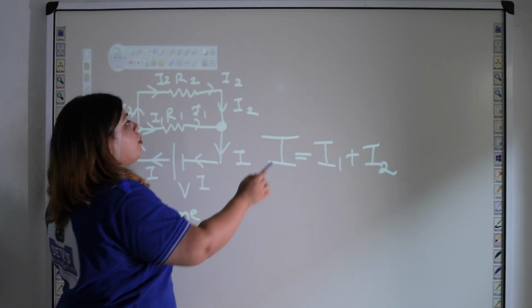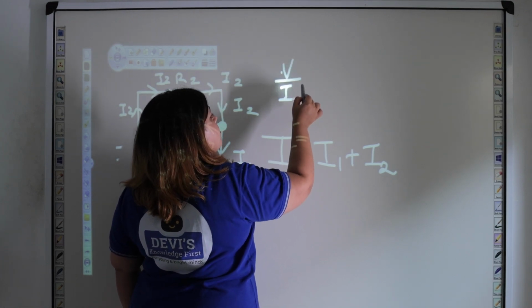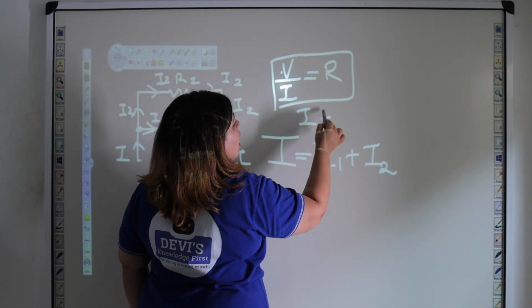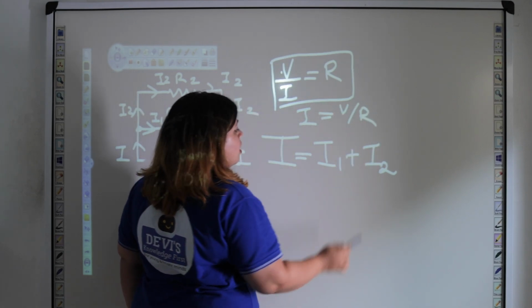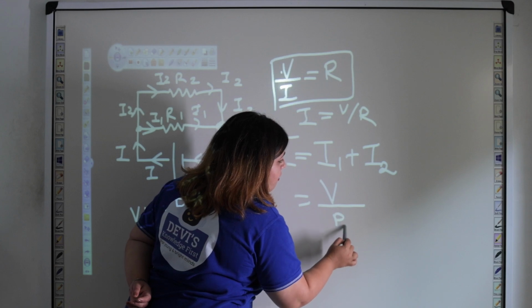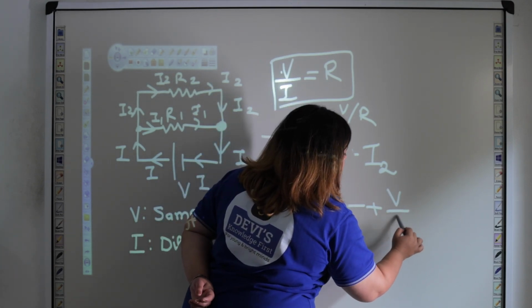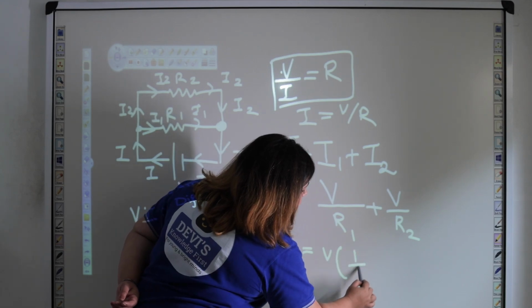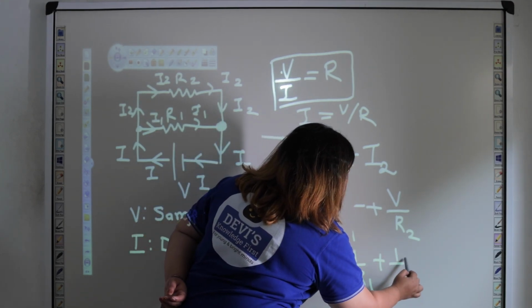We already know the formula for Ohm's law. V by I is equal to R. So what is I? I is nothing but V by R. So can I substitute it in this way? Voltage same, so V by R1 plus V by R2. So V is common and I take it as 1 by R1 plus 1 by R2.